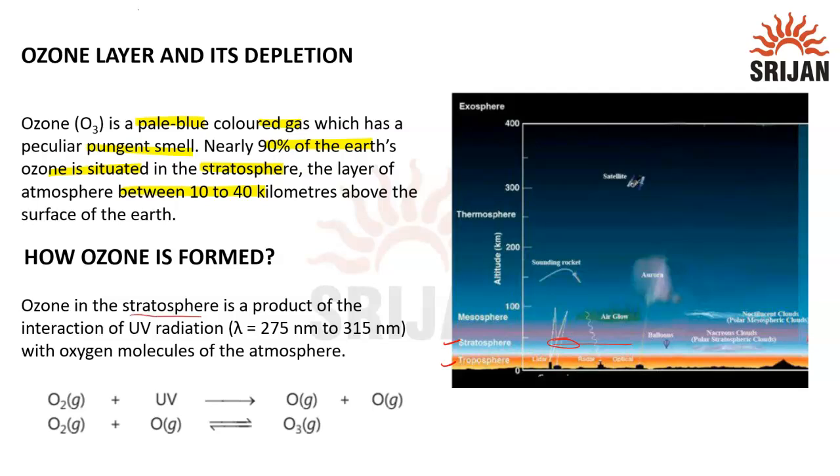Ozone in the stratosphere is simply a product of the interaction of UV radiation with oxygen molecules. Here, oxygen, which is O2 gas, on interacting with UV radiation will get converted into atomic oxygen, or oxygen atoms. So here we have one oxygen atom and other oxygen atom. This was an oxygen molecule, now it is being converted into two oxygen atoms. Now this one oxygen atom will further react with any oxygen gas molecule and they'll form O3, which is our ozone.